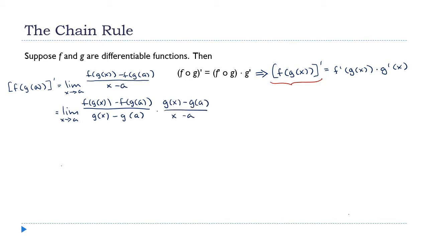Confirm, just make it clear to yourself, that these are the same. All I did was put g of x minus g of a on the bottom and g of x minus g of a on the top. They cancel out and everything is fine, unless they equal 0, in which case they don't cancel out. And unfortunately, this can happen. This isn't just a theoretical consideration.